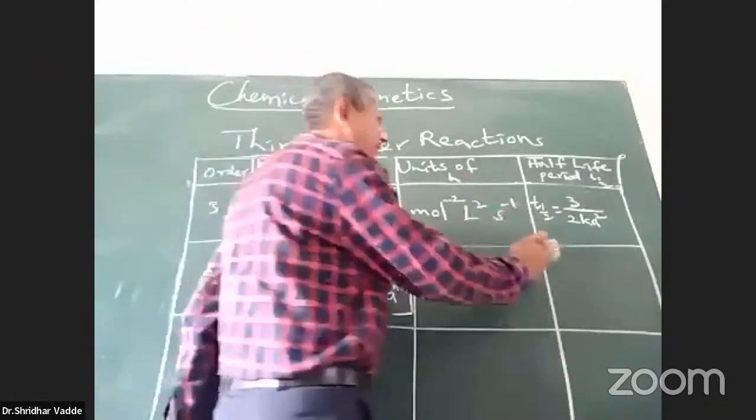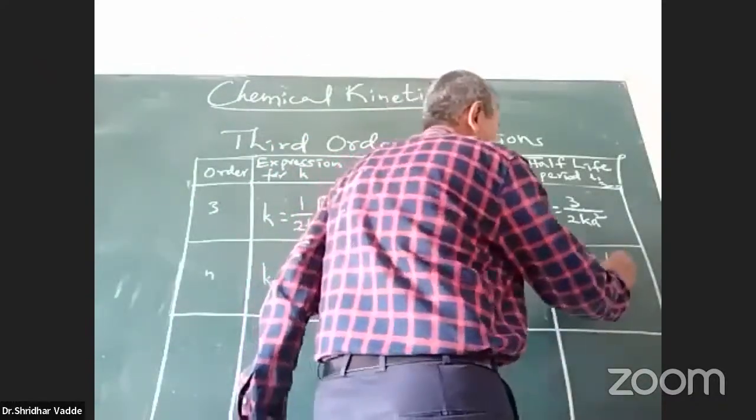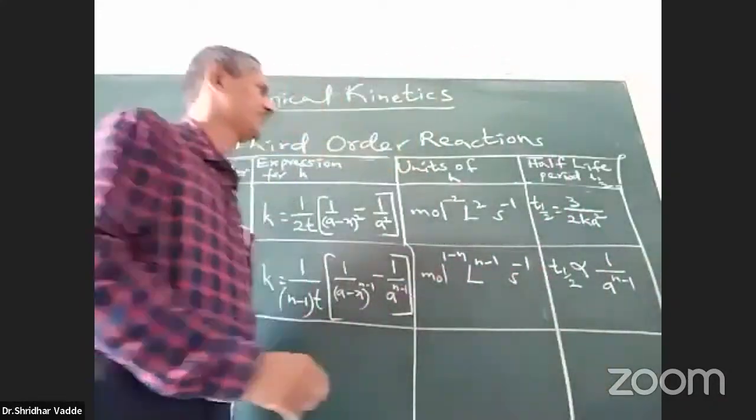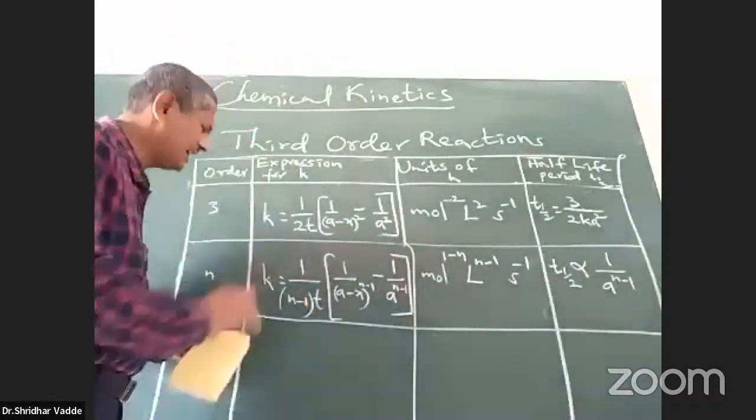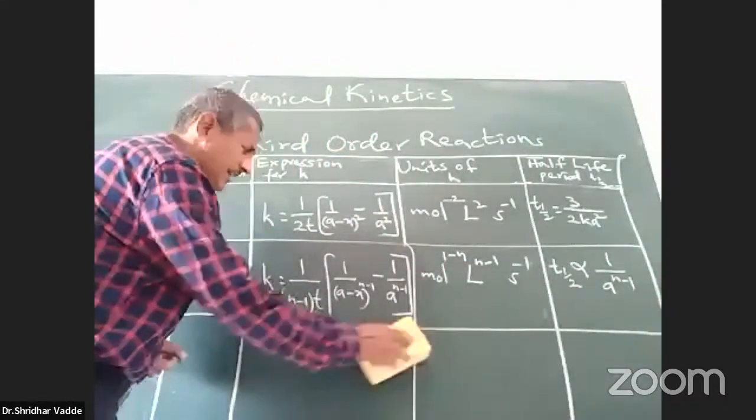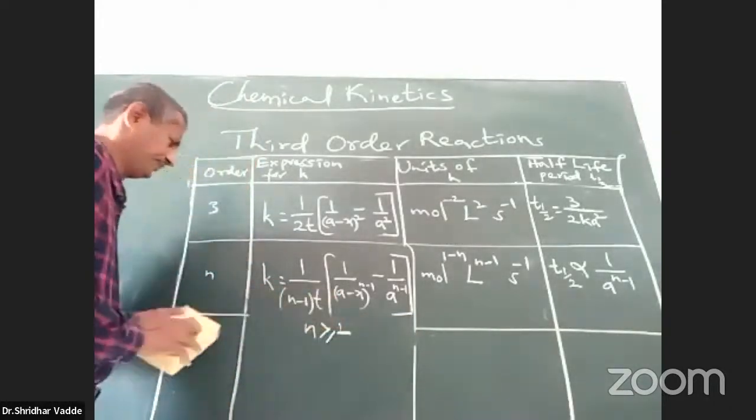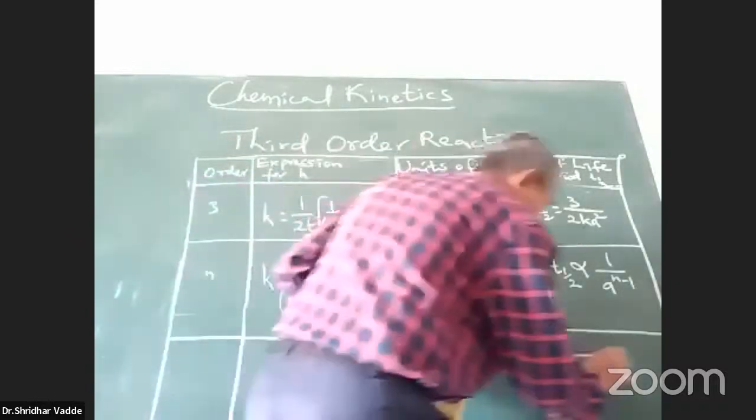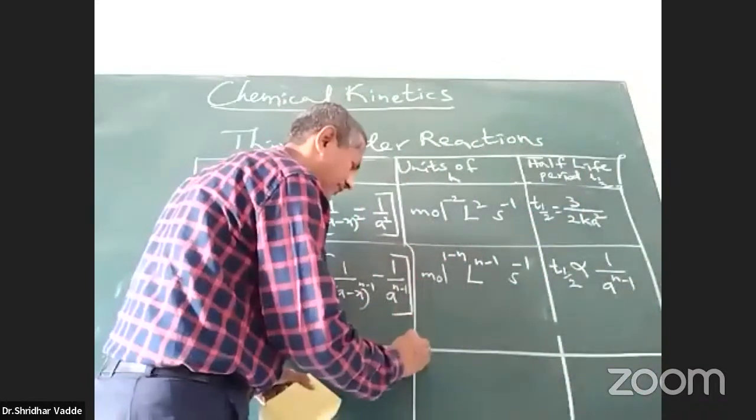And for this one, we have t half is inversely proportional to a to the power of n minus 1. And here the condition is that n should always be greater than or equal to 2. For the reactions, if n is greater than or equal to 2, then this formula is applied.